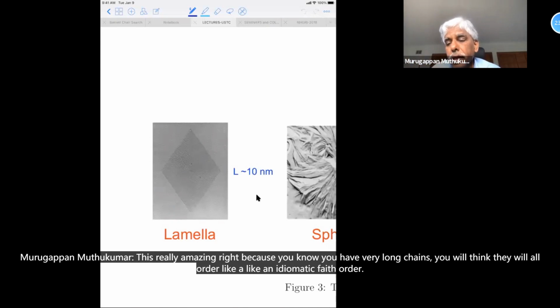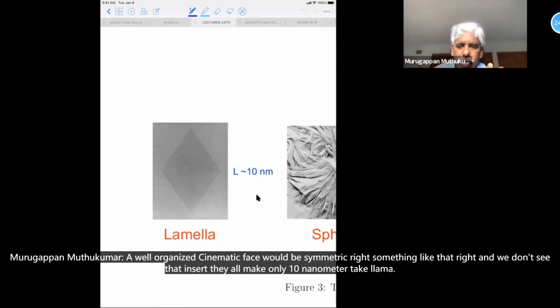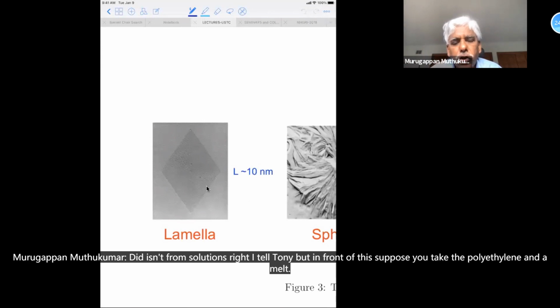This is really amazing, right? Because you have very long chains, you would think they will all order like in a nematic phase, or a well-organized nematic phase would be symmetric, something like that. And we don't see that. Instead, they all make only 10 nanometer thick lamella. This is from solutions.